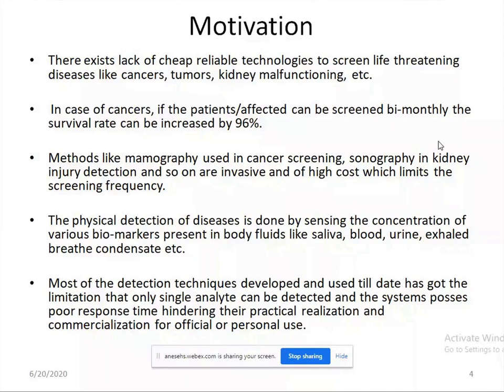So my aim here is to develop a device that can be used similar to a glucose detector, as personal healthcare equipment at our homes, in order to go for a screening of all these kinds of diseases such as tumors, cancers, kidney injuries, and even viruses like coronavirus, Zika virus, etc.